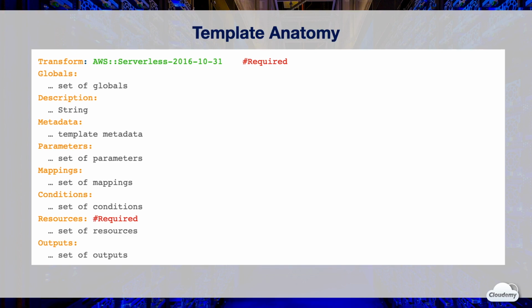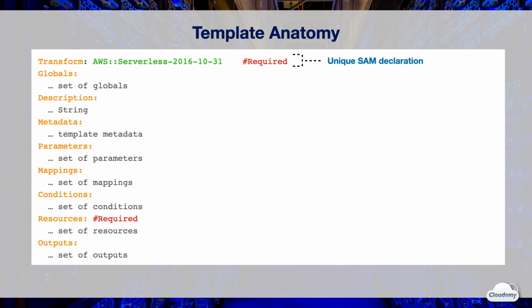Here is an example of a SAM template in YAML format. SAM template is made up of the following sections. The only required sections are transform and resources sections. All other sections are optional. The primary differences between SAM template and CloudFormation template are the transform, resources, parameters, and global sections.